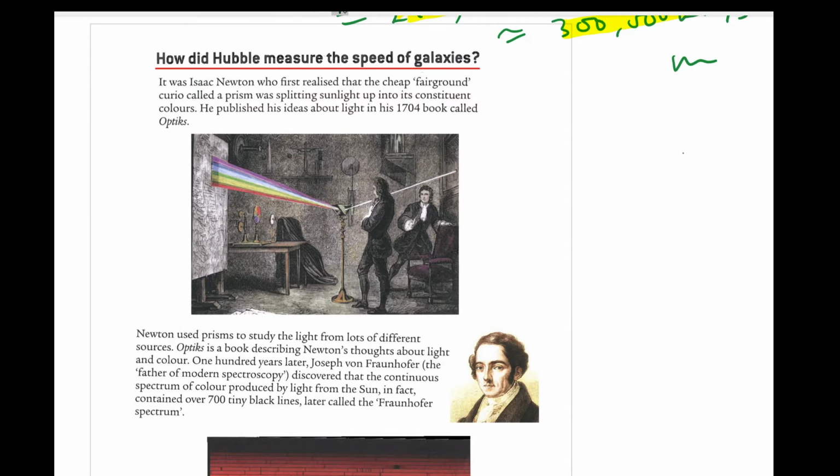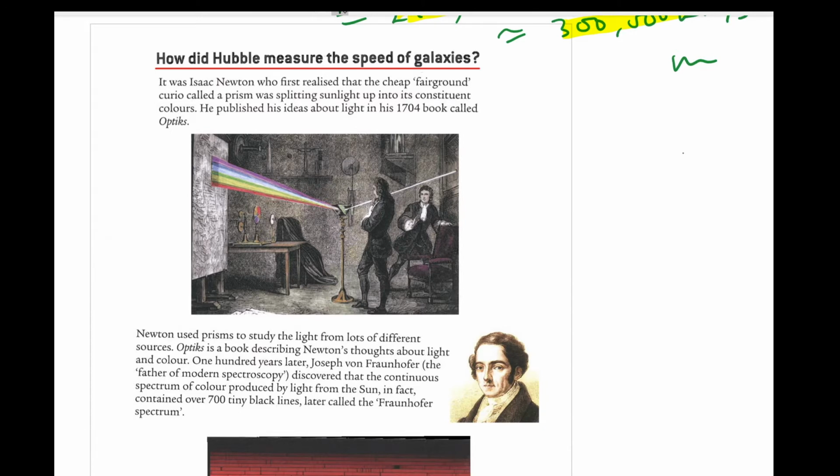That's all to do with the Hubble constant, and if you double the distance that the galaxy is away from us, then you double the velocity it's moving away from us. So in actual fact, the universe is expanding at an accelerating rate, if you think about it. And now, how did Hubble and other astronomers measure the speed at which galaxies are moving away from us?